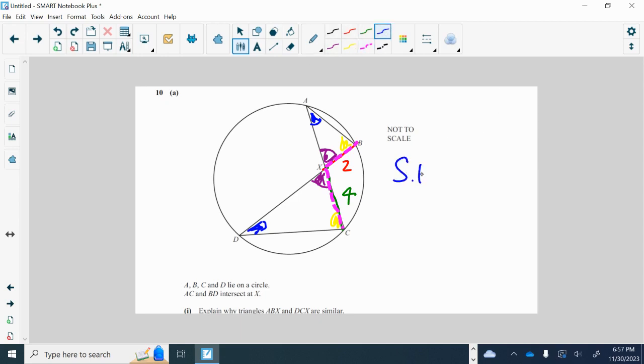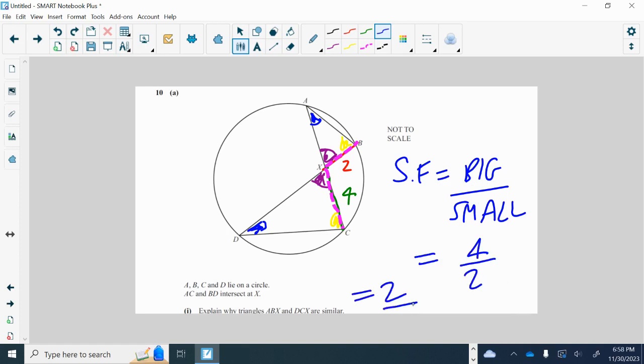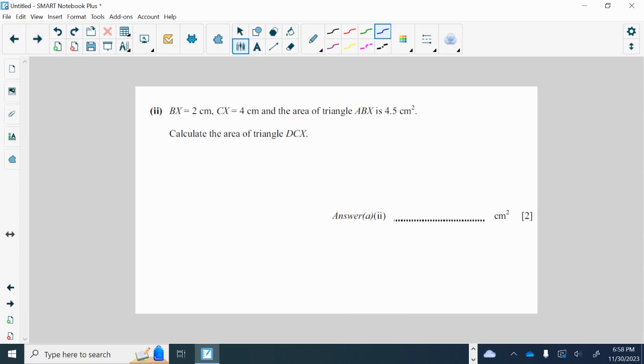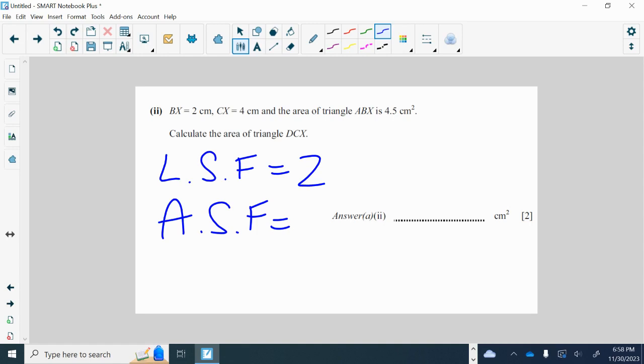Remember from all those years ago, scale factor is big over small. The big side is 4, the small side is 2. So it is 2, 2 times bigger. And we're working out area, so it's area scale factor. We've looked at linear scale factor and area scale factor. As soon as we're working with area, it is linear scale factor squared. Everything becomes squared. Think of the unit, centimeter squared. So even though the lines are 2 times bigger, the area is 4 times bigger.